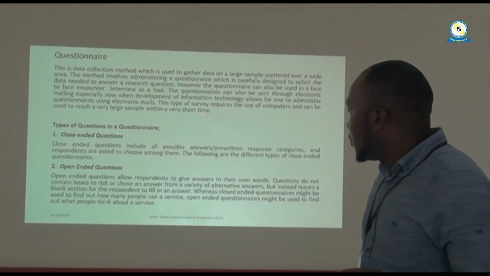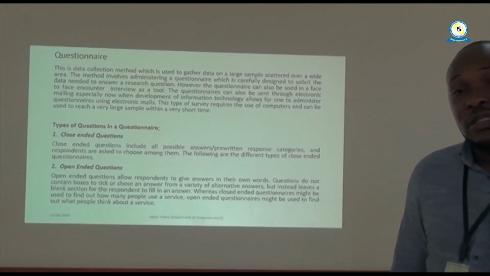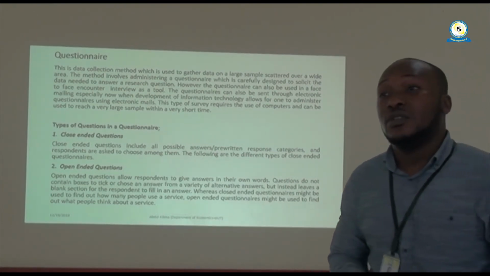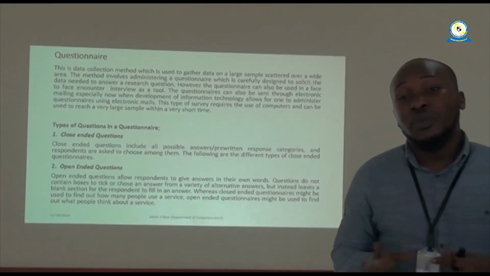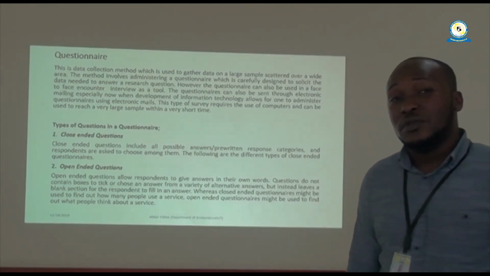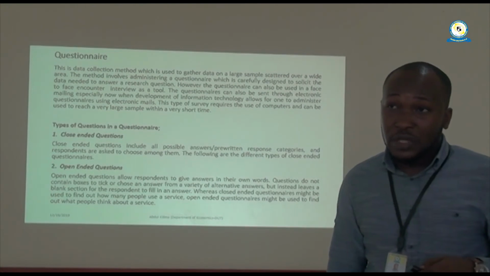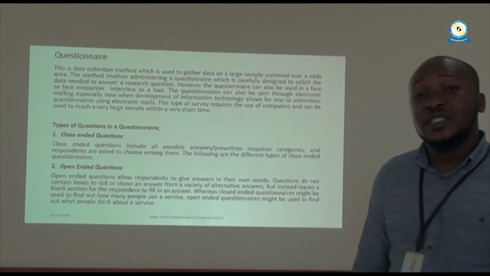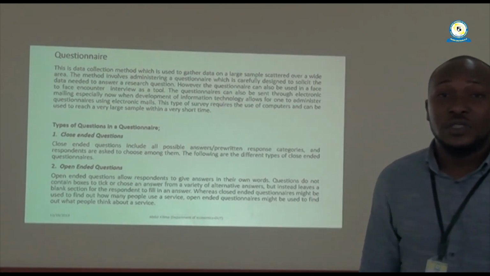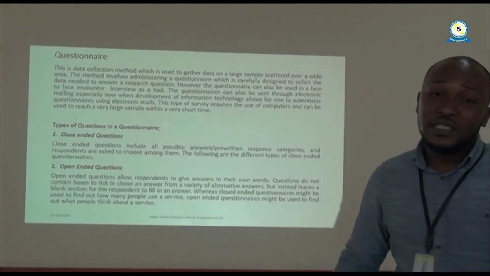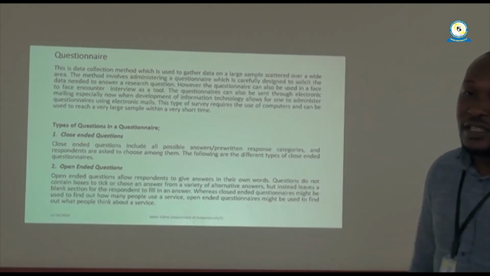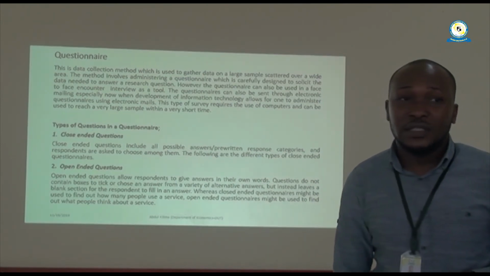Questionnaires are of two types: close-ended questions and open-ended questions. Close-ended questions are short questions with probable answers. For example, one asks you how you feel about Open University. You can say I feel good, bad, or better, or you have some choices, A, B, C, D, or a Likert scale. Those are called close-ended questions.